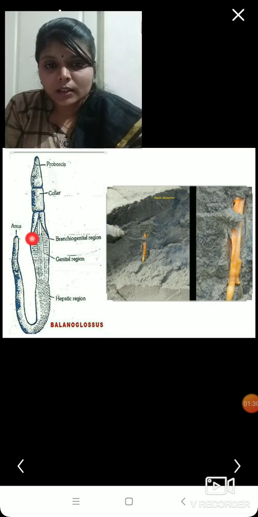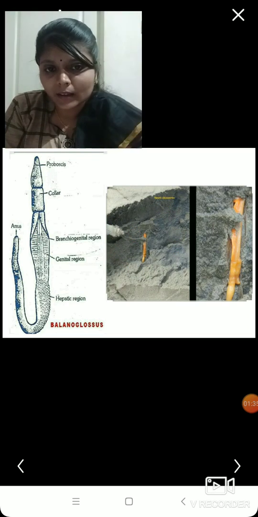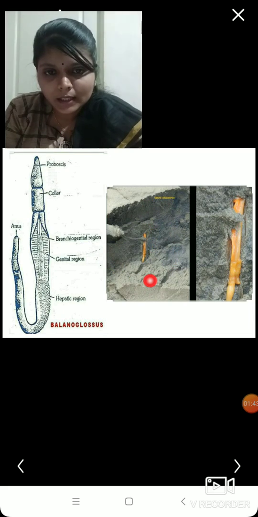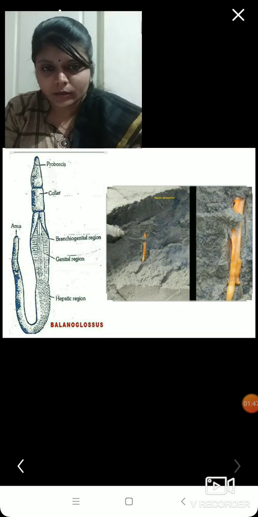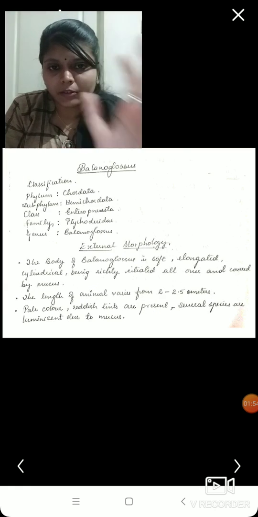See, this is how the worm looks naturally when you dig the sand. Habitat is sand, that burrowing I told you. If you dig the sand, you can see the worm is like this. It is burrowed inside in the form of a U-shaped tunnel. I'll show you the other picture also regarding the Balanoglossus.